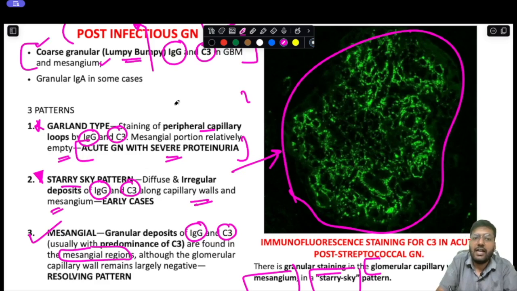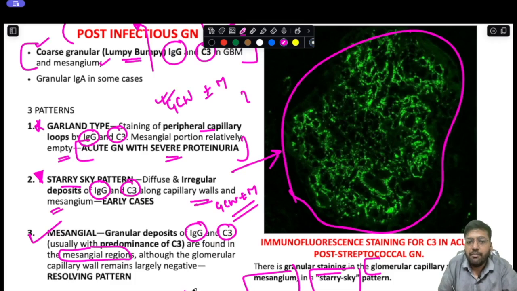So in the first variety, what happened? Glomerular capillary wall was main with some amount in the mesangium. In the second variety, it was there in both of them equally strongly, and over here mainly in the mesangium plus very less or nil in the glomerular capillary wall.